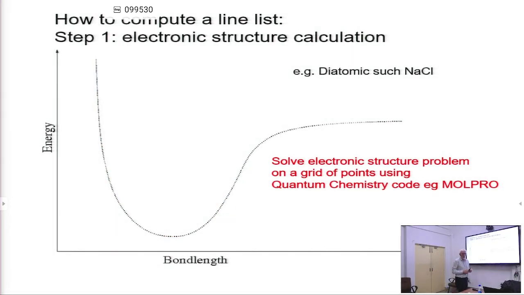So this is, for instance, sodium chloride, something with a nice big dipole. The first thing you have to do is worry about the electronic structure of the problem. There are well-known packages available for calculating electronic structure. I've spoken to a couple of you about this. We use quantum chemistry codes, or electronic structure codes. The most famous one is called Gaussian.